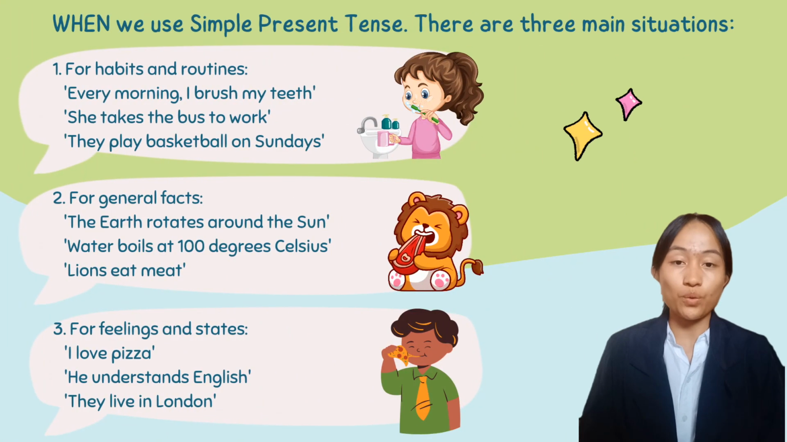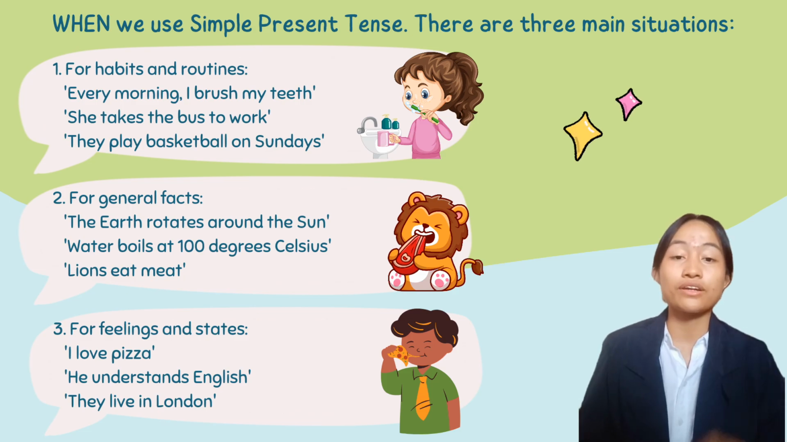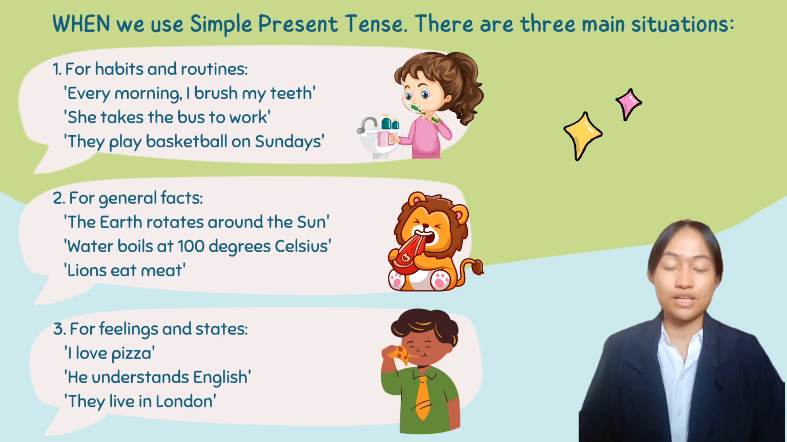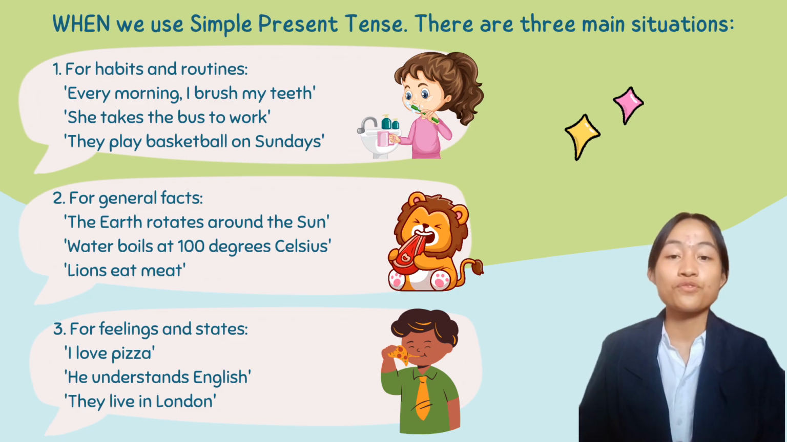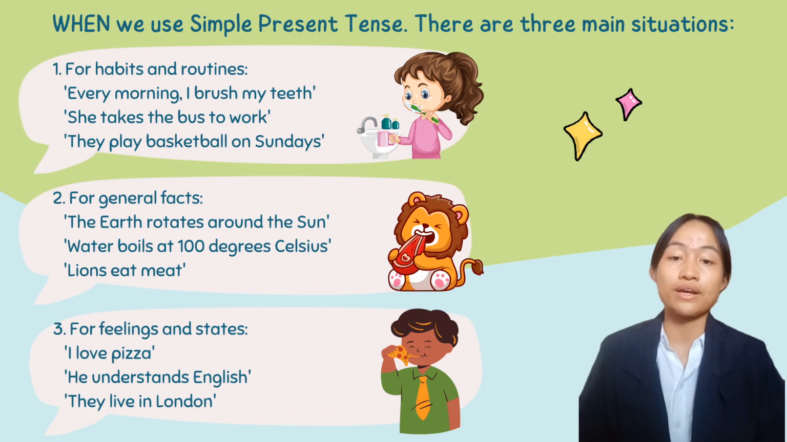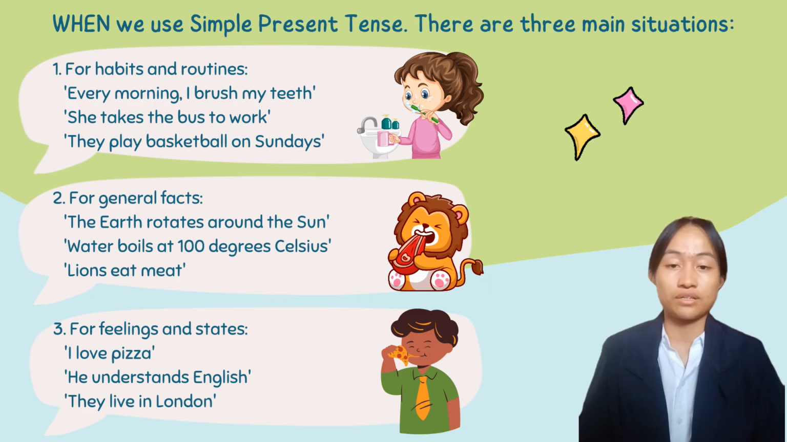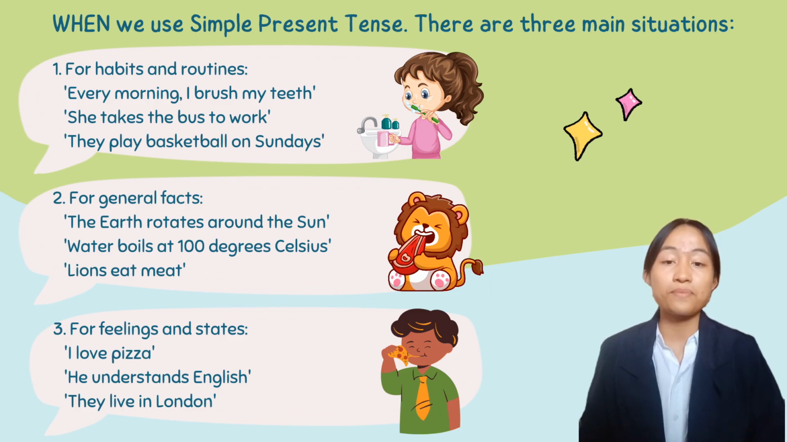Now that we know how to form it, let's understand when we use simple present tense. There are three main situations. For the first, for habits and routines. The examples are: every morning I brush my teeth. She takes the bus to work. They play basketball on Sundays.